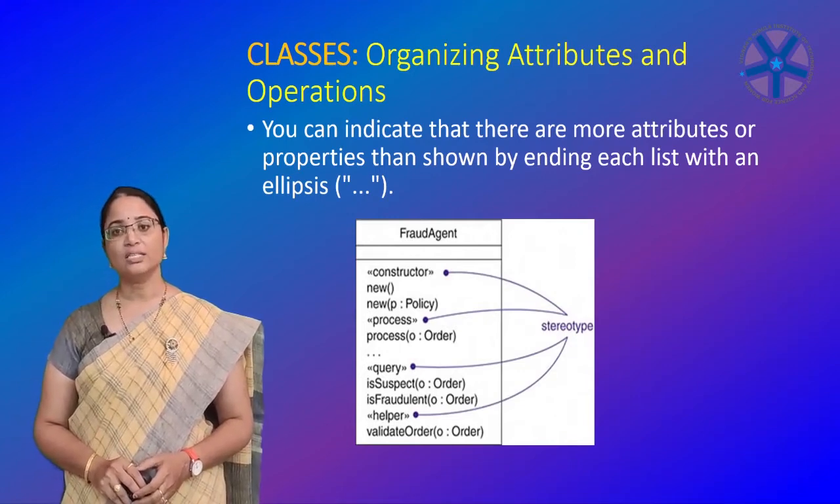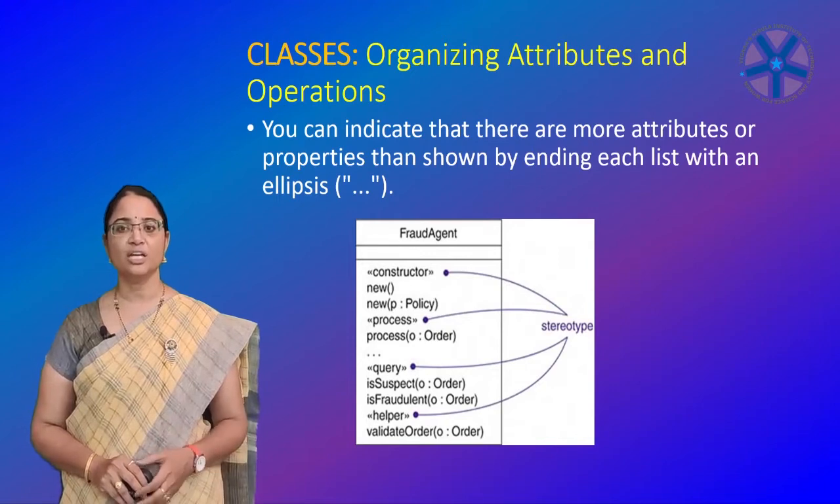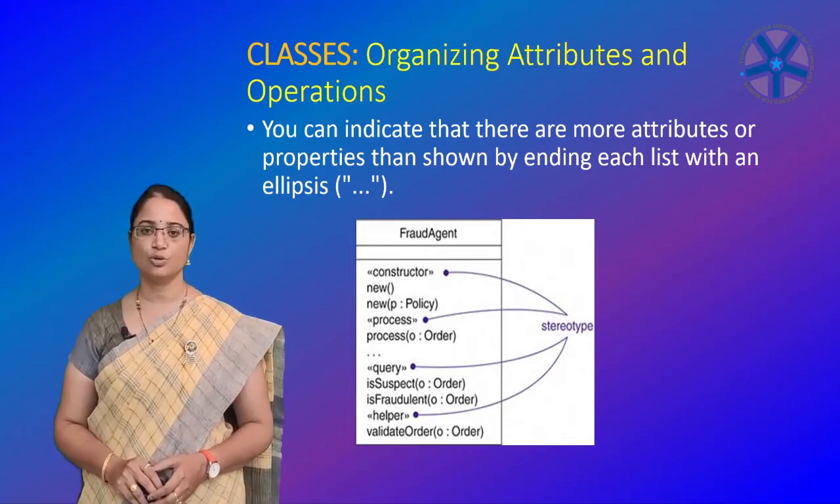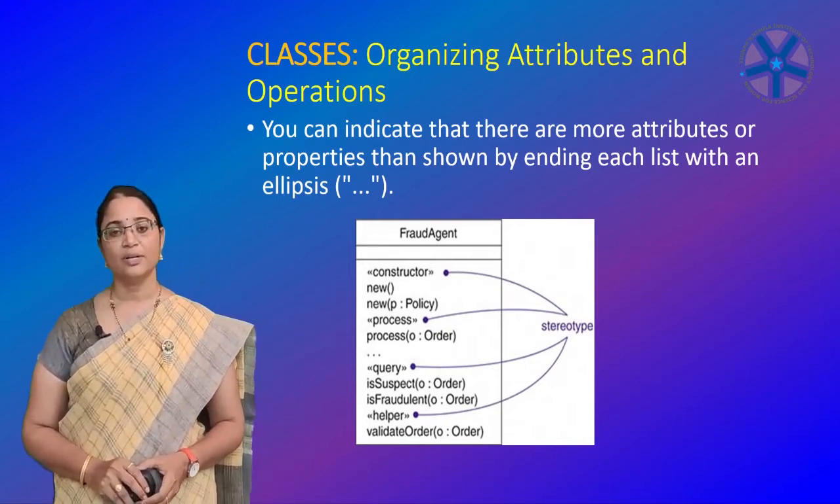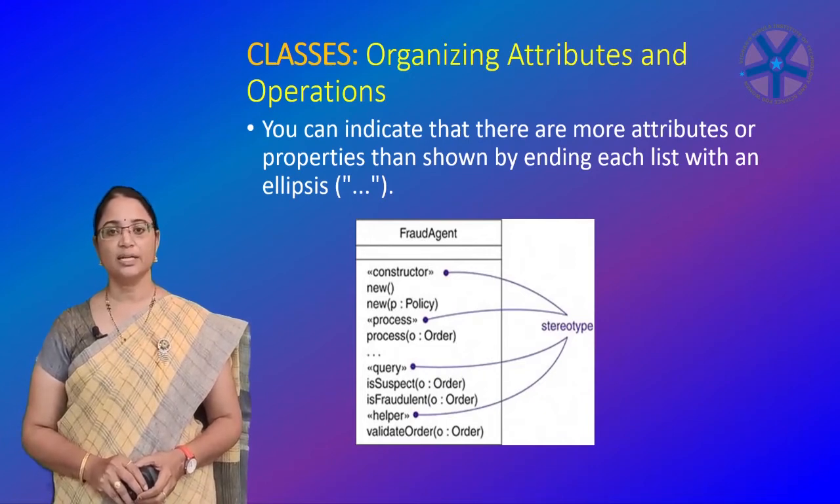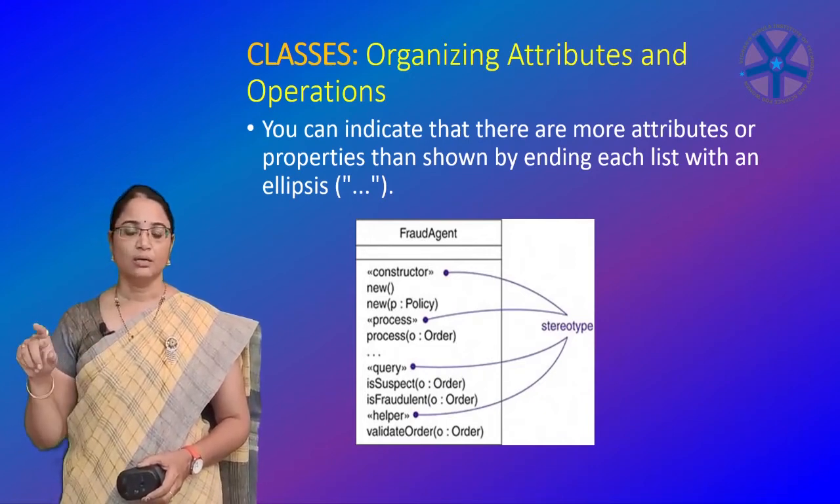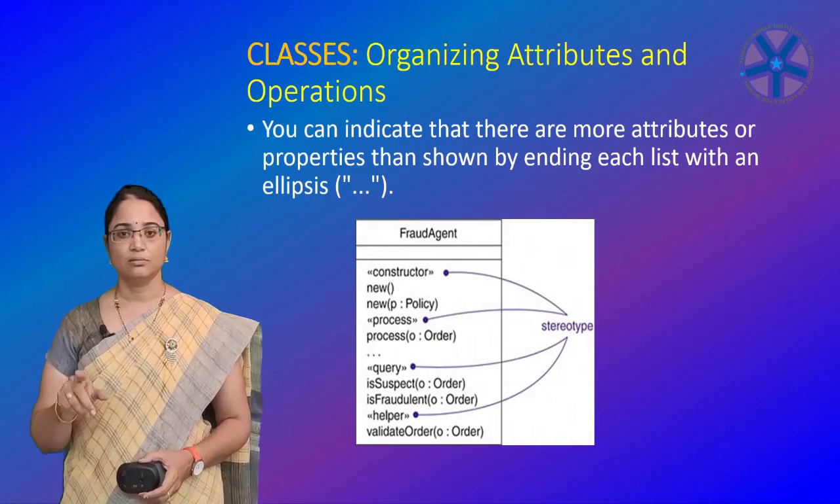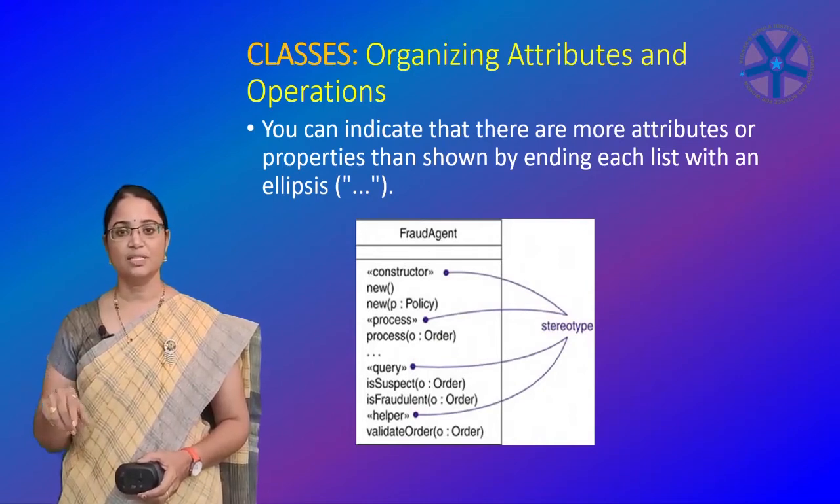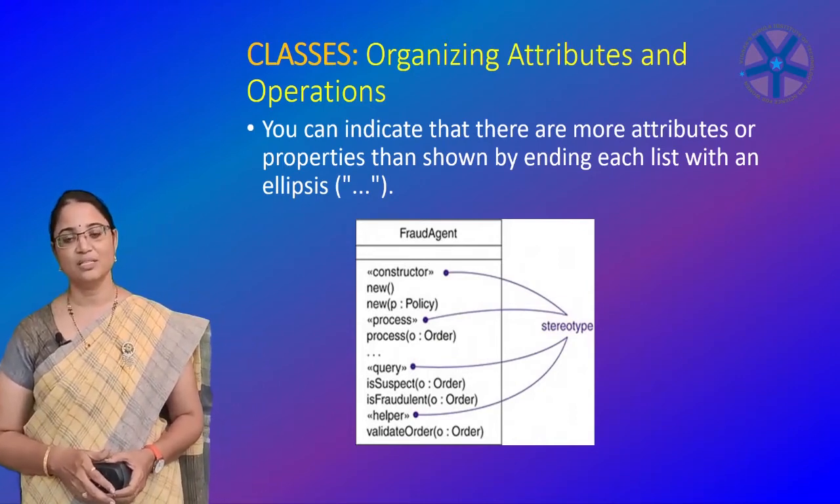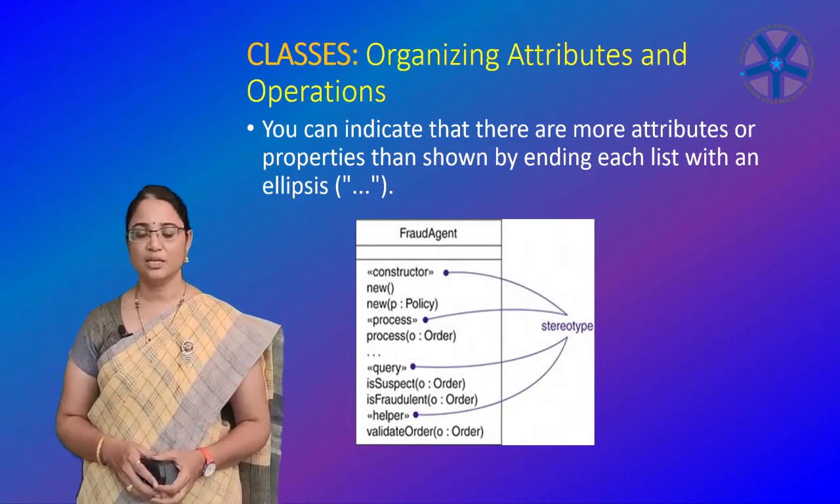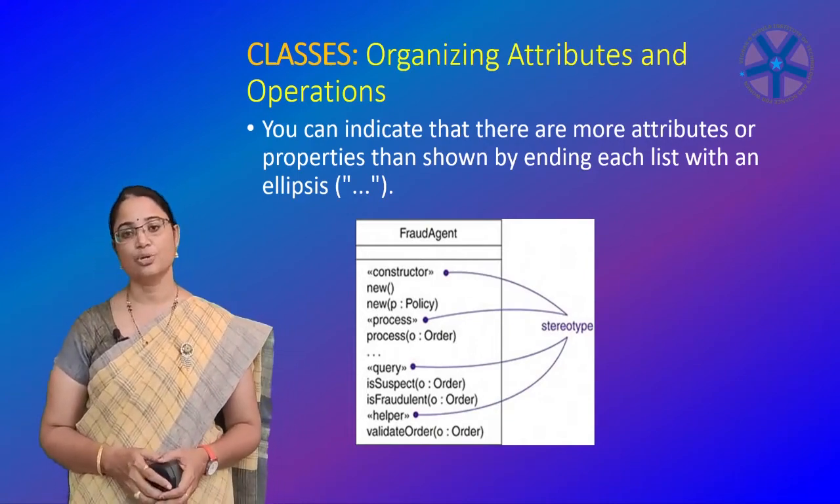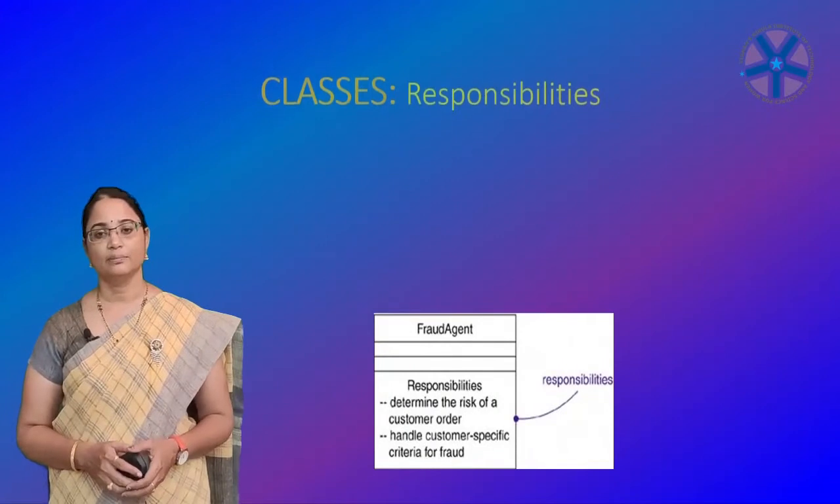To better organize long lists of attributes and operations, you can also prefix each group with a descriptive category by using a stereotype. As I showed you there, they are known as Guillemets. Guillemets are indicated by the greater than and less than symbols, two greater than and two less than symbols. These are used to represent the stereotypes of any item.